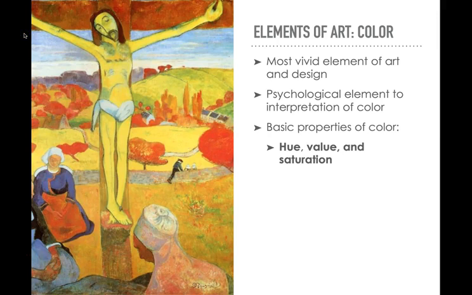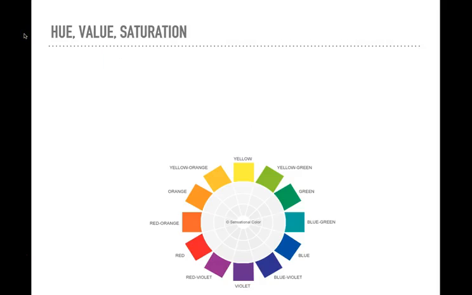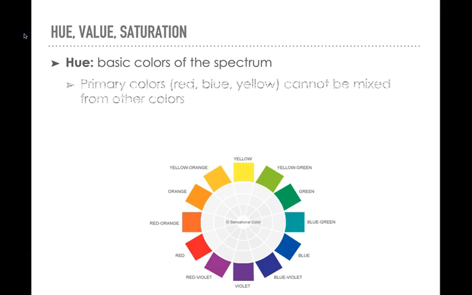Another really prominent element of art is color. It is the most vivid element of art and design. There is a psychological element to the interpretation of color that I'll get into more in a moment. But first I want to talk about the basic properties of color: hue, value, and saturation. Let's talk about hue first. Hue is what we really mean when most of us say the word color. Hue means the basic colors of the spectrum.